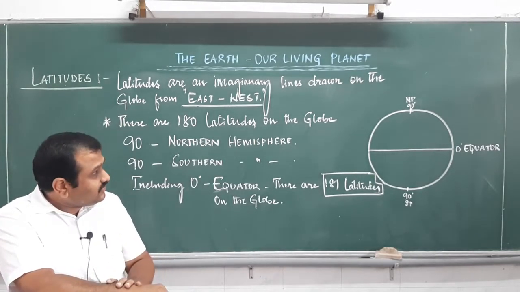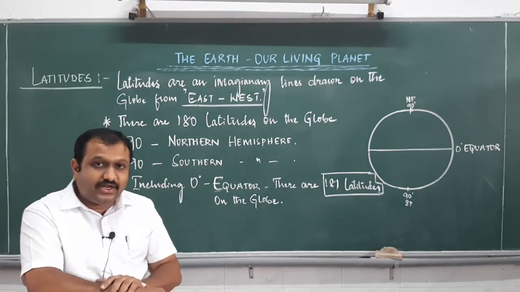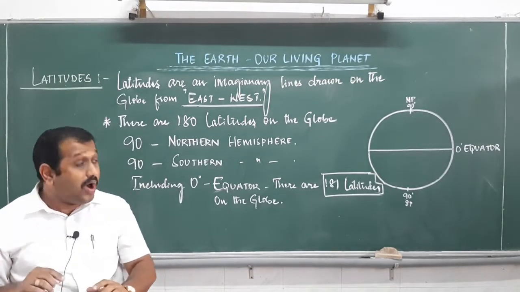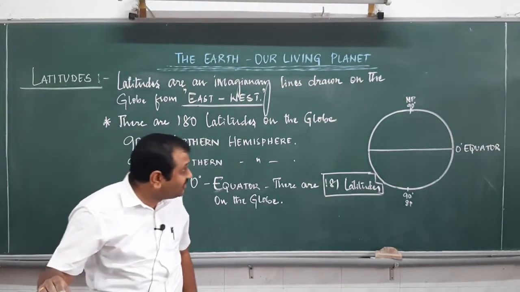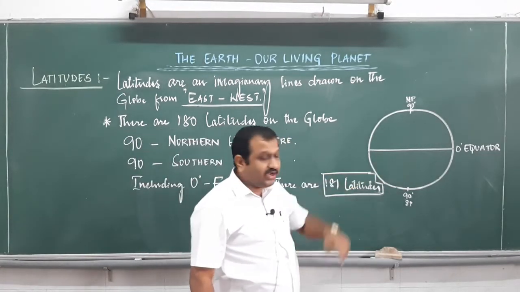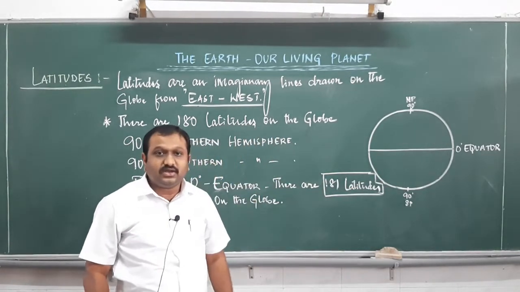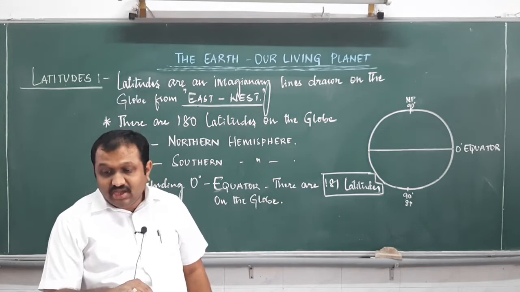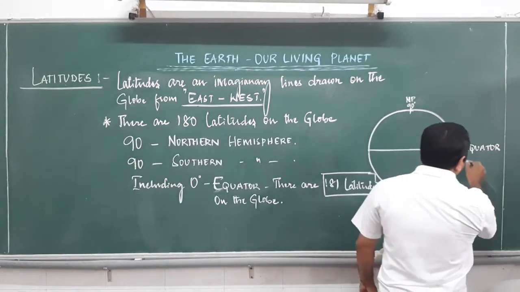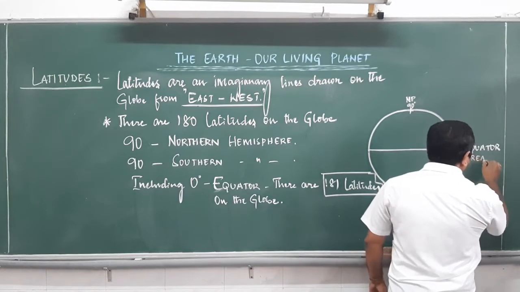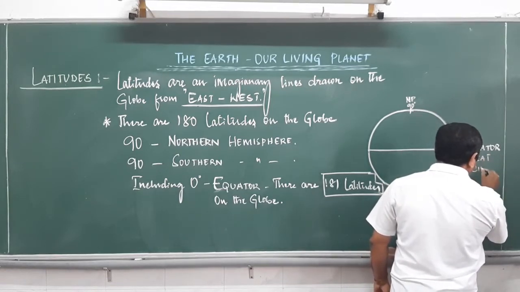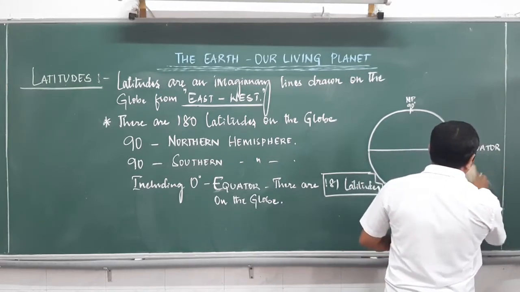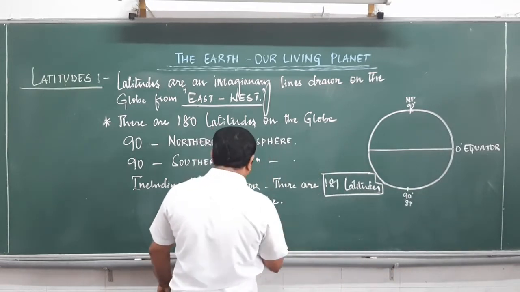Boys, there are some very important latitudes on the globe. What are those? Let us have a discussion. Here, 0 degree equator is one of the most important latitudes on the globe. And this can also be called a great circle. I'll write here because of less space.